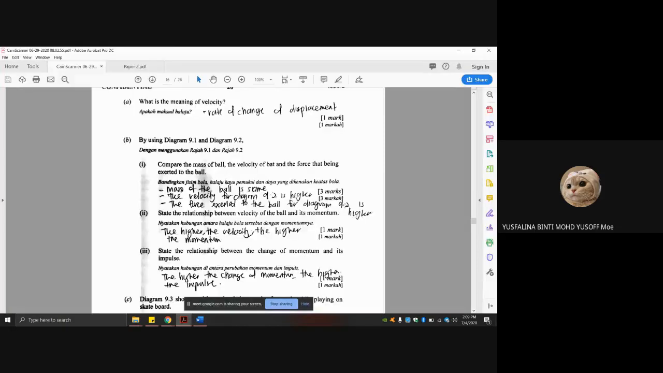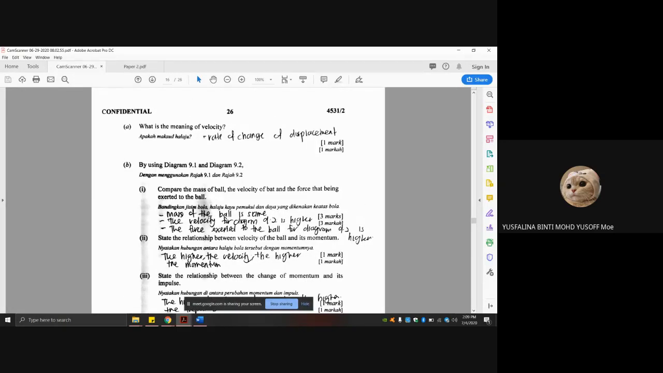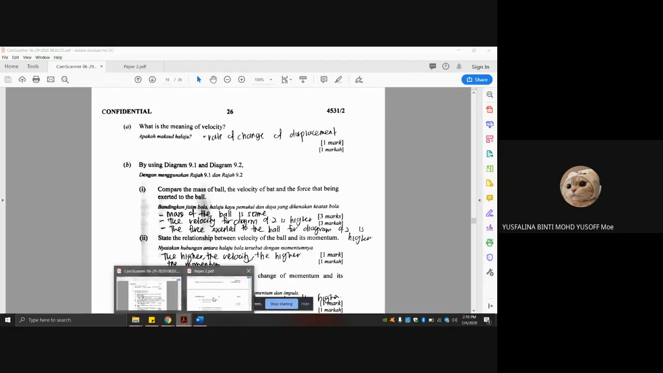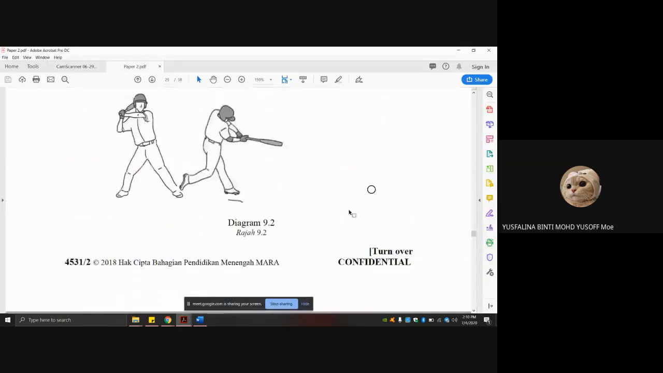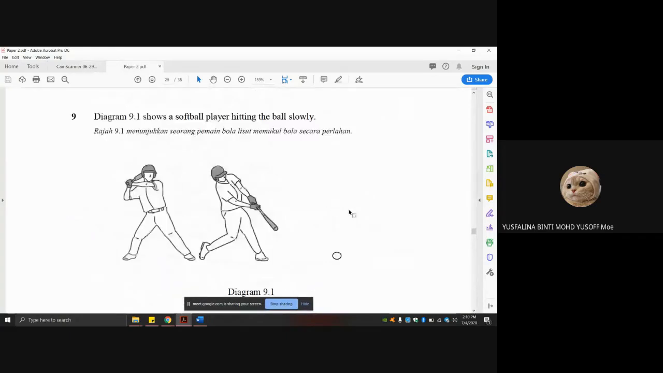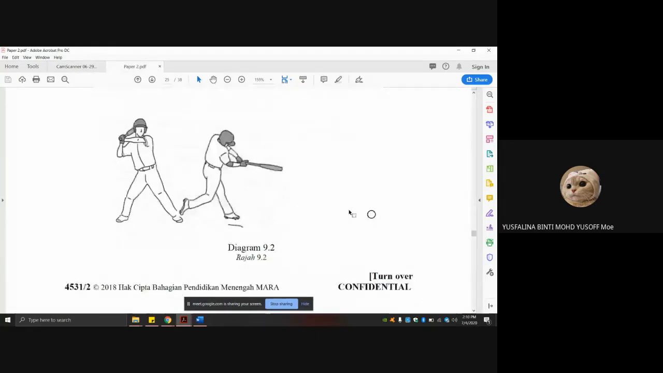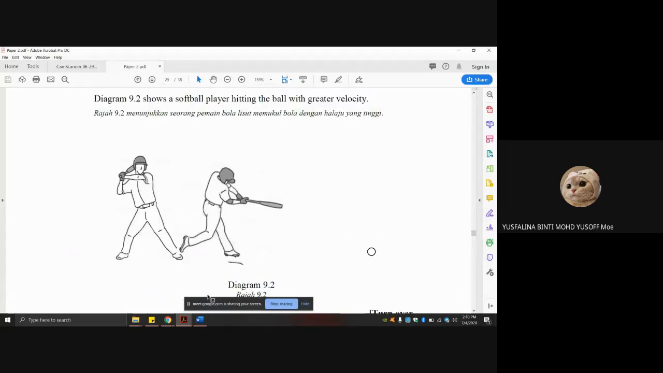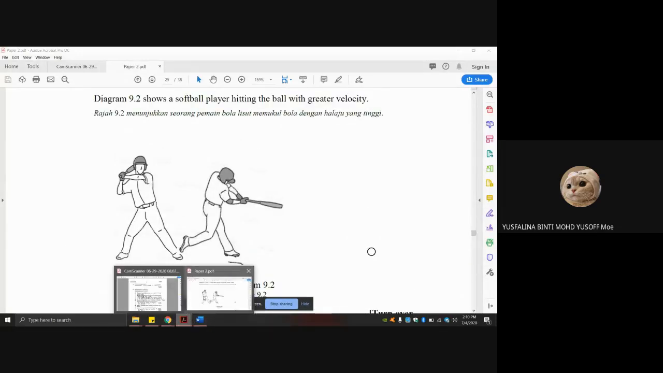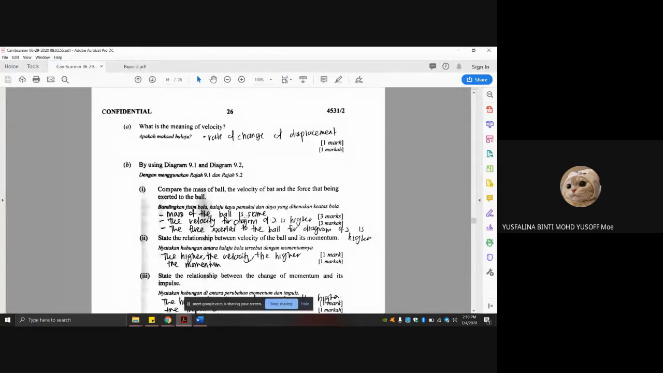Velocity is the rate of change of displacement. So this is the answer. For diagram 9.1 and 9.2, compare the mass of the ball. Since in the question they didn't give you any info about the mass, we assume that the mass is the same. And then the velocity: the velocity of diagram 9.2 is higher.